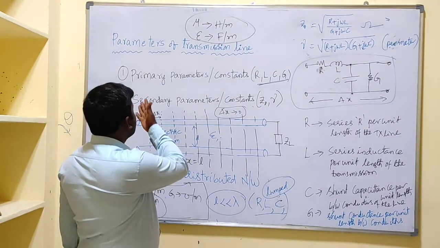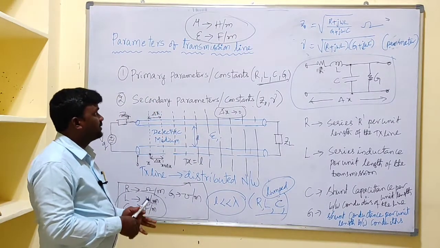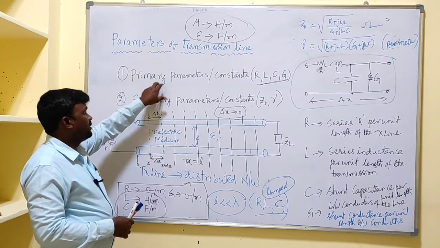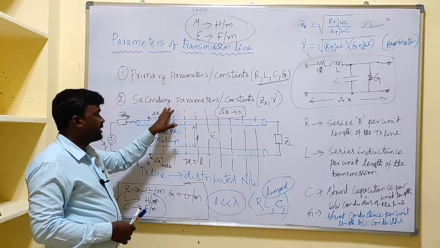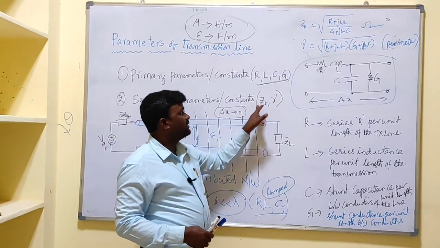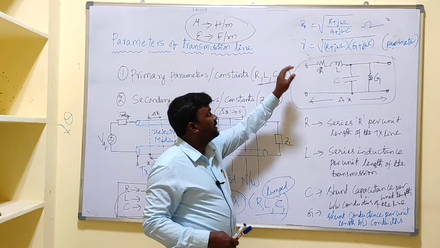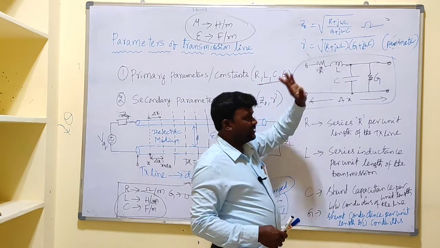In the last video we discussed the parameters of the transmission line. They are classified as primary and secondary. Primary parameters are nothing but R, L, C, G. Secondary parameters are Z0 and gamma. These are derived from R, L, C, G. The expression of Z0 and gamma is like this.